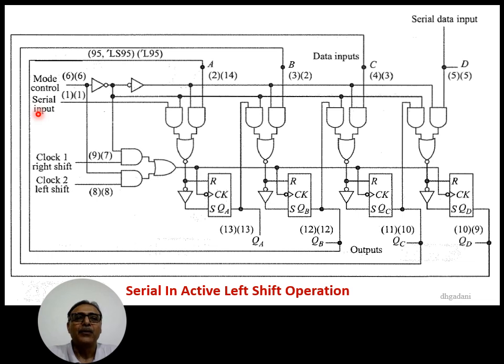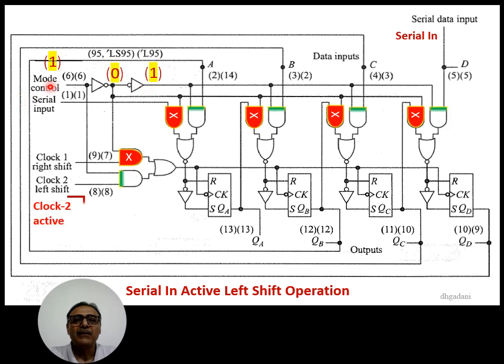So here again we connect mode control pin 6 to logic 1 by applying high voltage. Due to this, the output of the NOT gate becomes 0 and the output of this inverter becomes high. Due to this, the clock 2 AND gate is active and the AND gate corresponding to clock 1 is inactive. Further, the serial data cannot be applied from serial input, but we are ready to work in parallel in, parallel out mode.